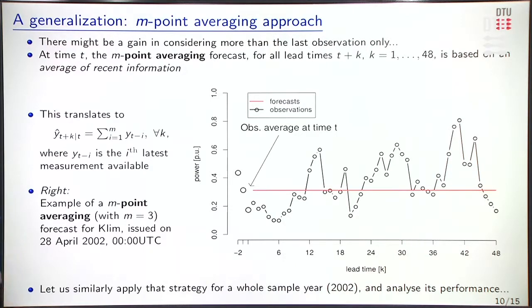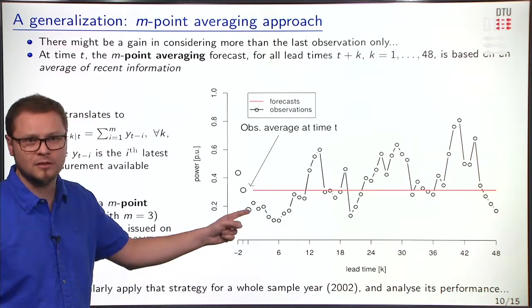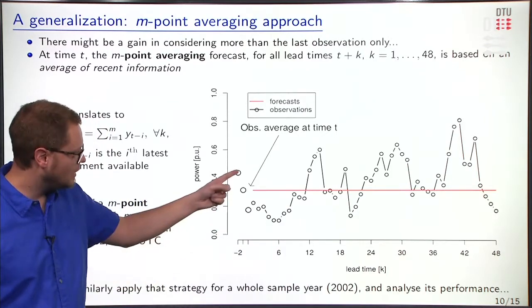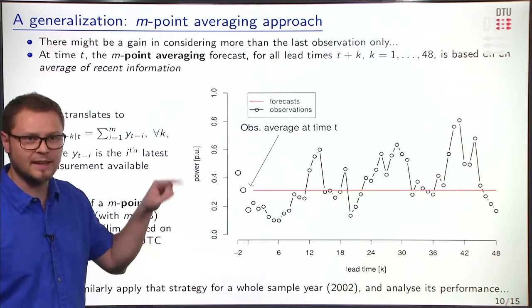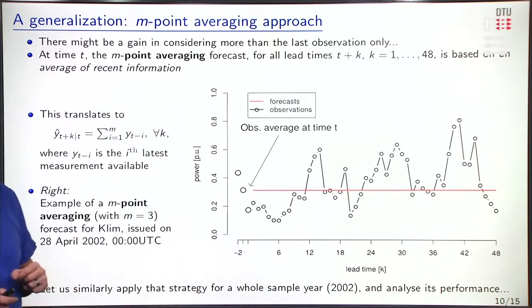Same episode that we plot here on the right, we're going to show for this episode the average of the last 3 measurements. Before, this was our last measurement at yt, and the persistence forecast was just going flat from there. Now, these are our last 3 measurements. I take the average of these 3, and this is now my forecast for all lead times in the future. It is a flat curve again. It doesn't look amazing, but let's see how it does by applying it over a whole year of 2002 and analyze its performance.